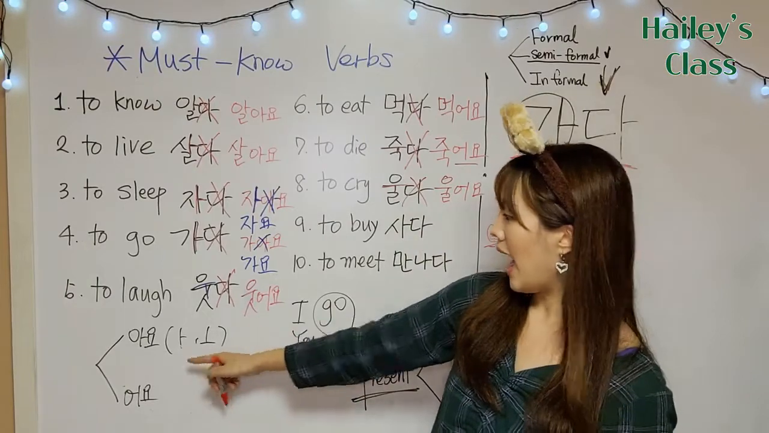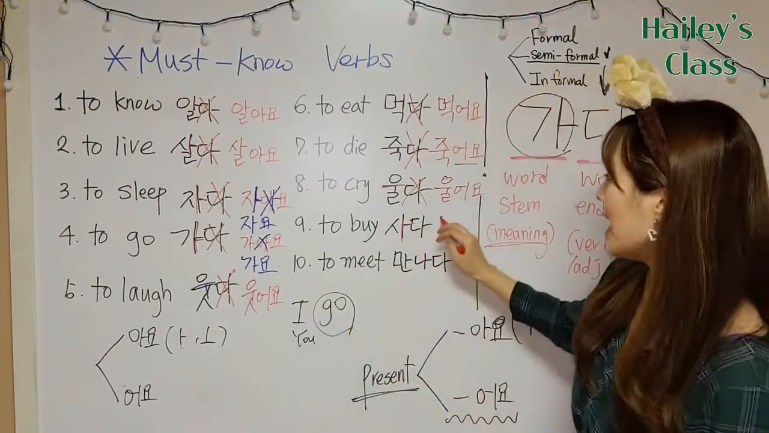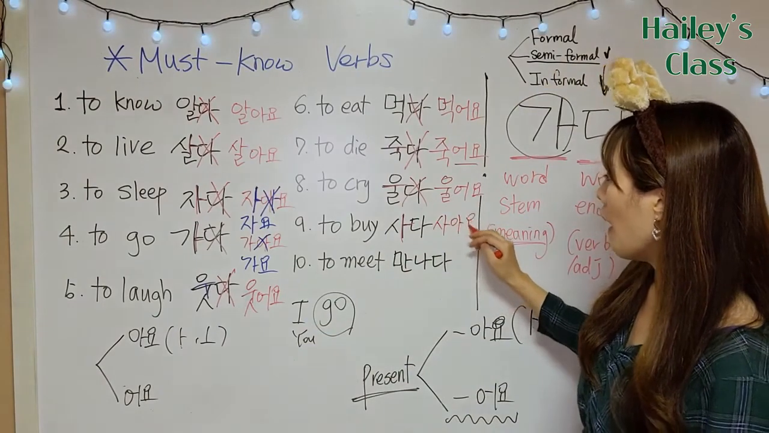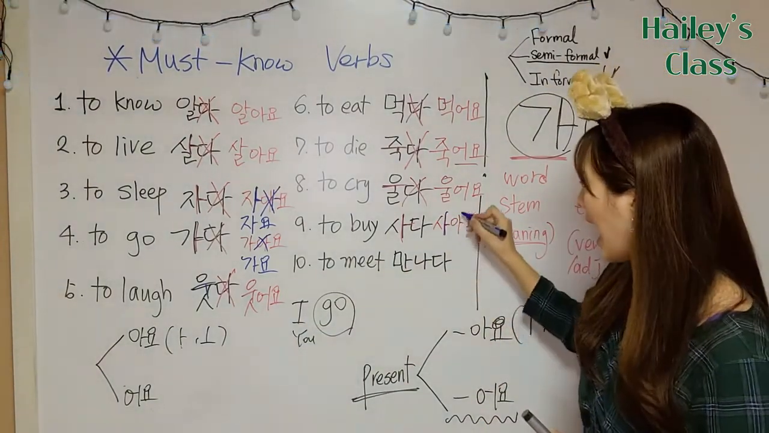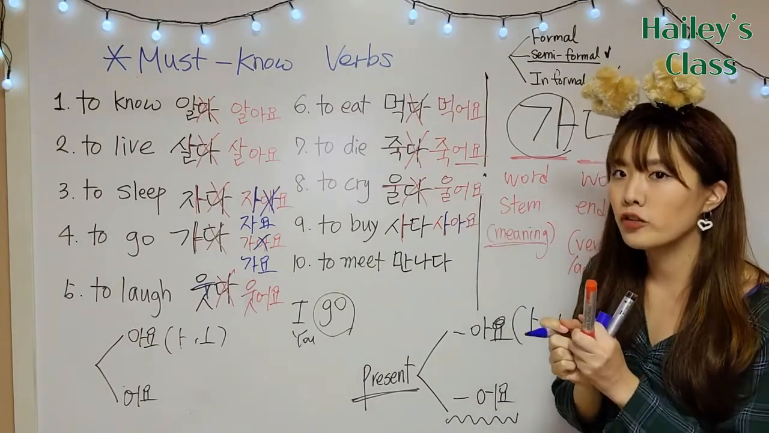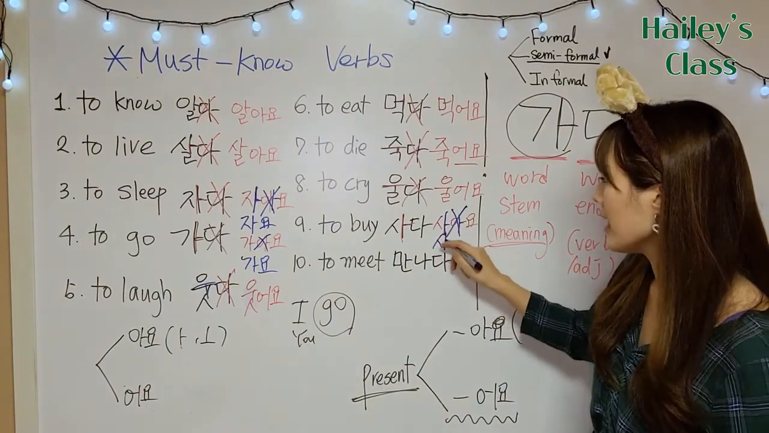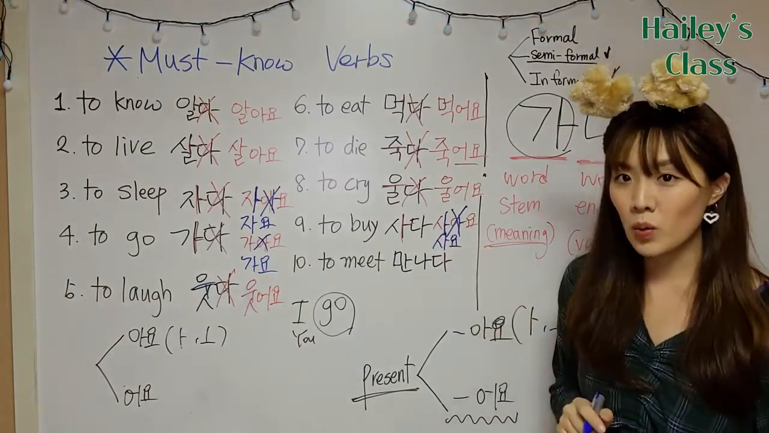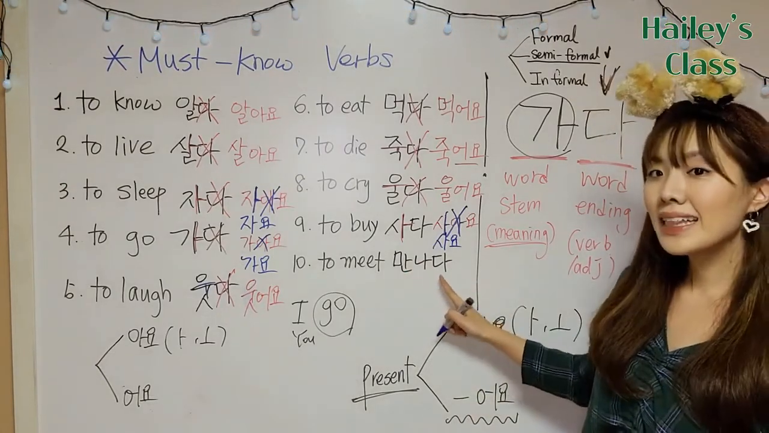And 사다. It's in... So it's 사아요. But when you see them together, you have to delete, right? So delete this one and 사요. Got it? 사요. And 만나다.